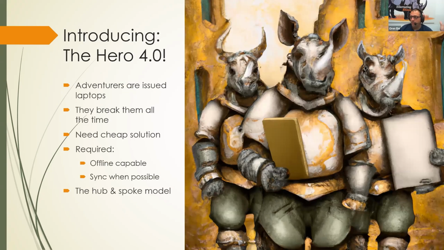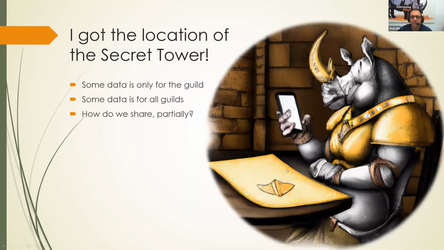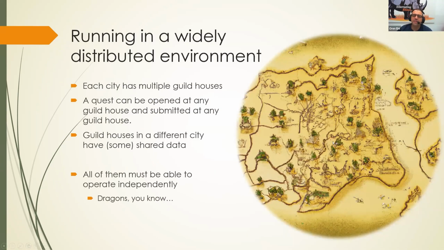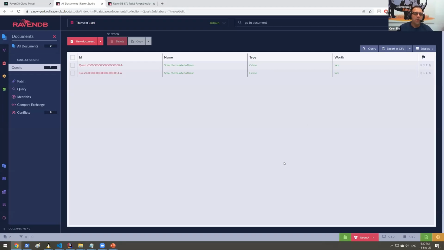So let's take this further. We have this notion that we give laptops to adventurers. And leaving aside that they are not gentle with their equipment, we need something that is incredibly cheap, that can operate completely offline, but still can sync that. Now, in the previous example, I had a finite number of guild houses. How is it going to work when I have a lot more of that? How is it going to work when I have thousands of people in the fields that are operating and working and stuff like that? So let's try to see what we can do.